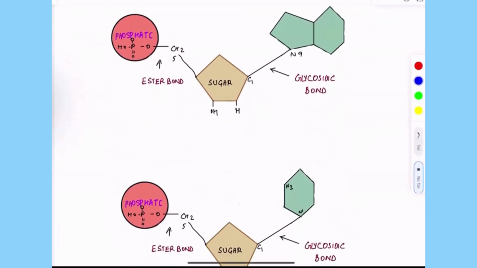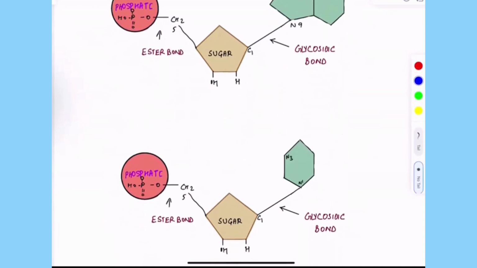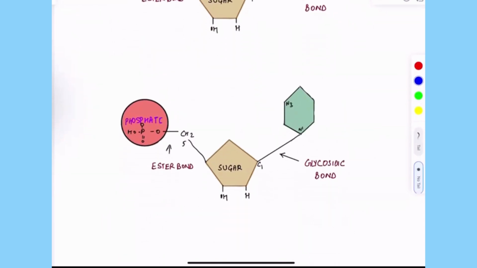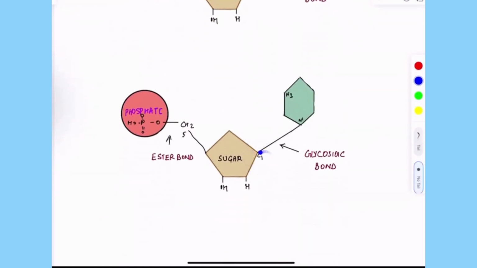Now let's see how a nucleotide structure looks. The C1 carbon of the sugar, either deoxyribose or ribose depending upon whether it is an RNA or DNA nucleotide, is attached to N9 of the purine, adenine or guanine, via a glycosidic bond. On the other hand, via carbon number 5, it is attached to the phosphate group through an ester bond. In the case of pyrimidines, the C1 carbon of the sugar is attached to N1 of the pyrimidine, cytosine, thymine, or uracil, and the 5 carbon is attached to the phosphate group via an ester bond.